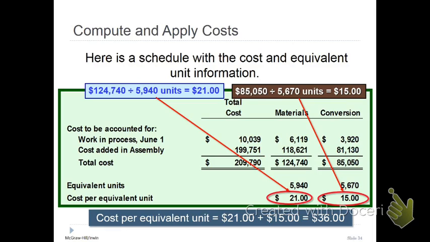So the cost per equivalent unit, I want to add one quick note here. This is the cost for each transferred out unit. For the units that were transferred out, we're going to take $36, multiply it by how many units were transferred out, and that'll tell us how much of that value I either move on to the next department or that I move on to cost of goods sold.